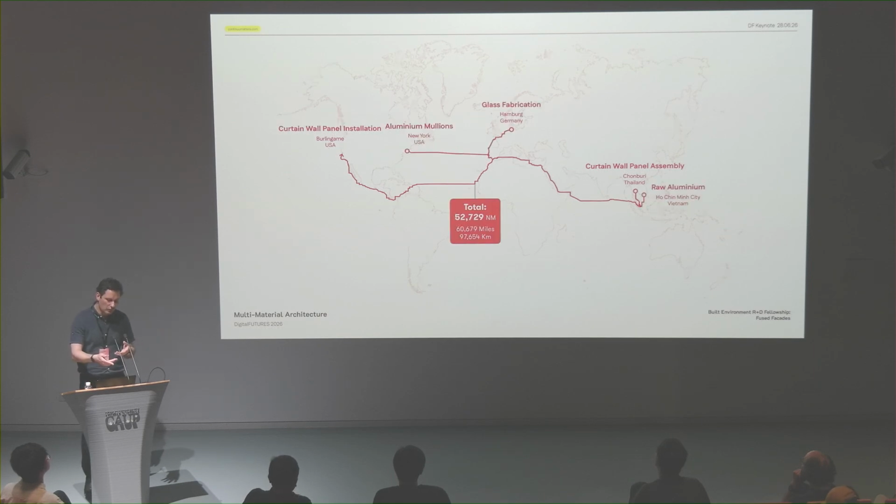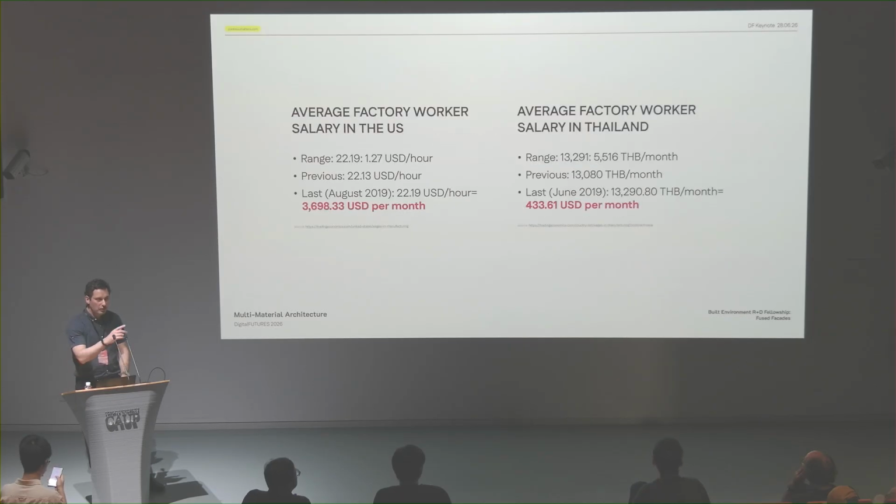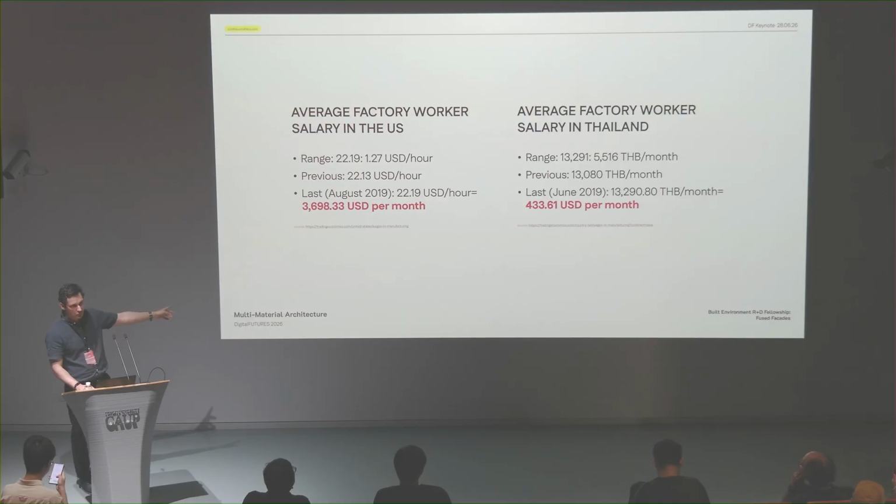Of course, this is 52,000 nautical miles traveled across the earth to make the facade of one building, which is kind of incredible if you think about it. So for 500 panels, I worked out that's almost 500 tons of carbon dioxide, which is very high. And all of this is happening because the factory worker salary in the US before tax is quite high. In Thailand it is much lower, so financially it makes much more sense to do this in Thailand than in the US.